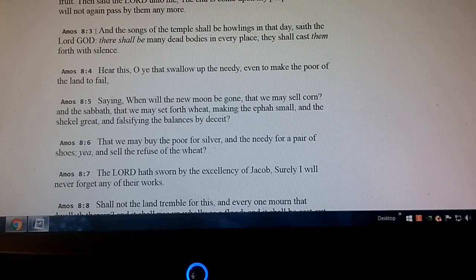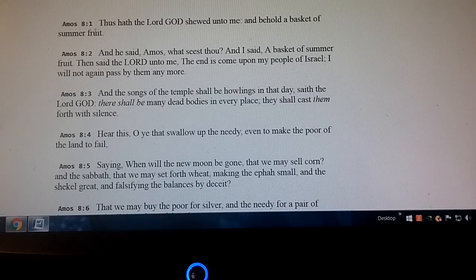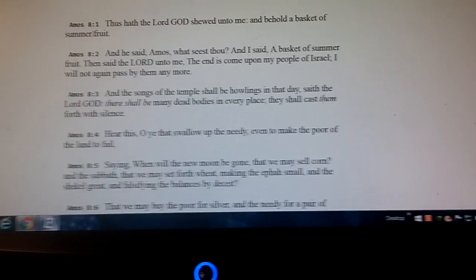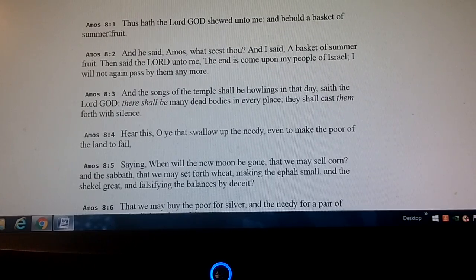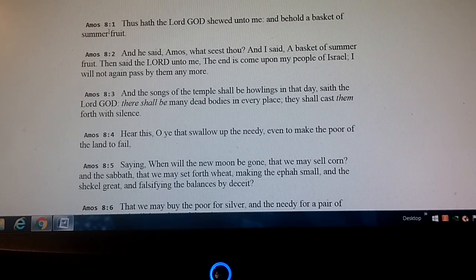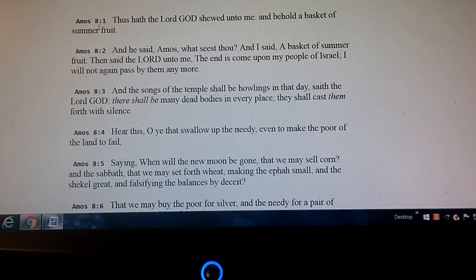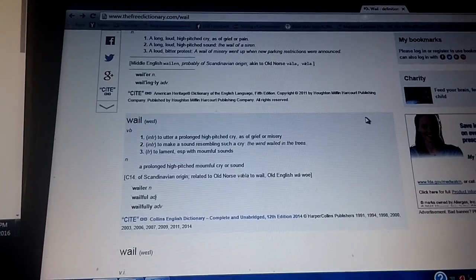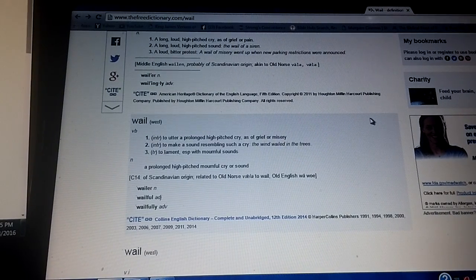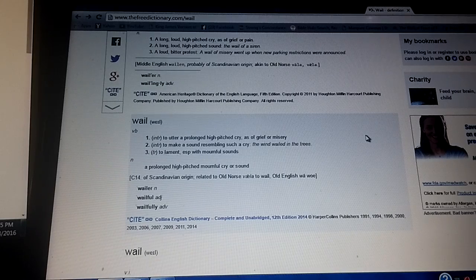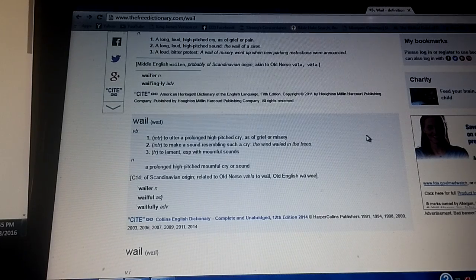Then we come down to Amos 8:3. Let me make sure I can get this on the screen for you. And it says, and the songs of the temple shall be howlings in that day, saith the Lord God. There shall be many dead bodies in every place. They shall cast them forth with silence. Now, I looked up howlings to see what the Strong's had to say about it. And this is what we have over here on the other computer. It says howling means wail.